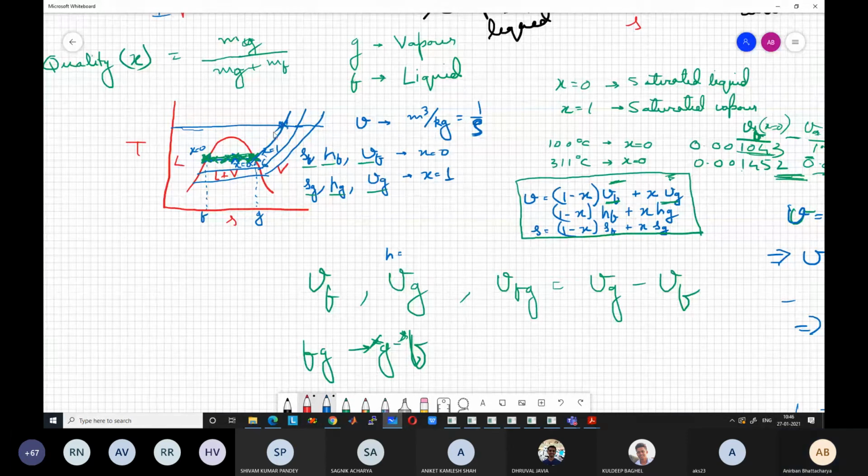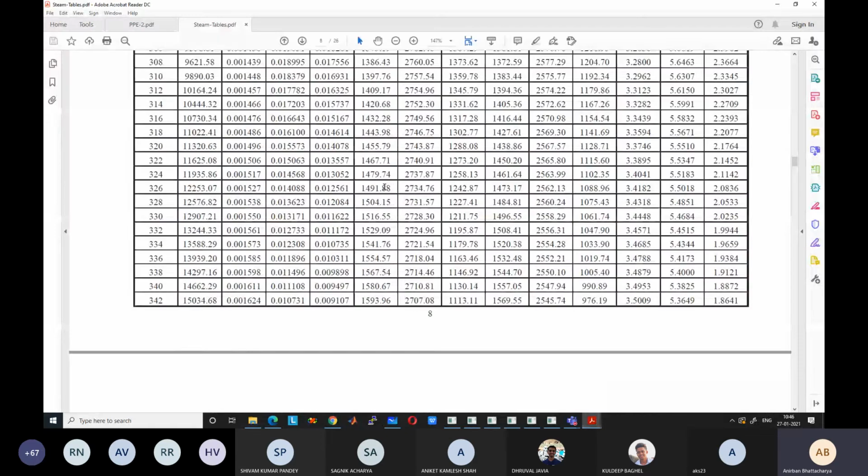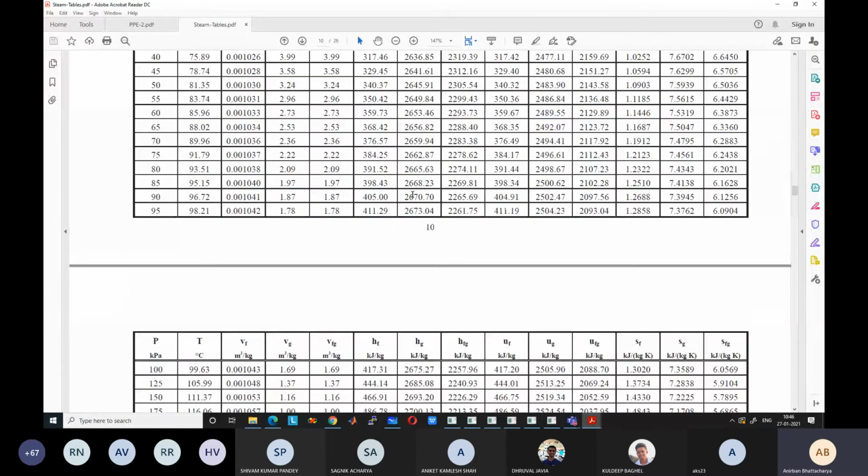So as a result, the tables also look different from the saturated tables. Let us take a look at the tables. These are known as superheated tables. Please take a look after this class or whenever you are studying in the evening. Go through these tables because I have uploaded them and you need to be very familiar with them. In the next class, we will solve a problem based on this, and you should be able to solve the problem.